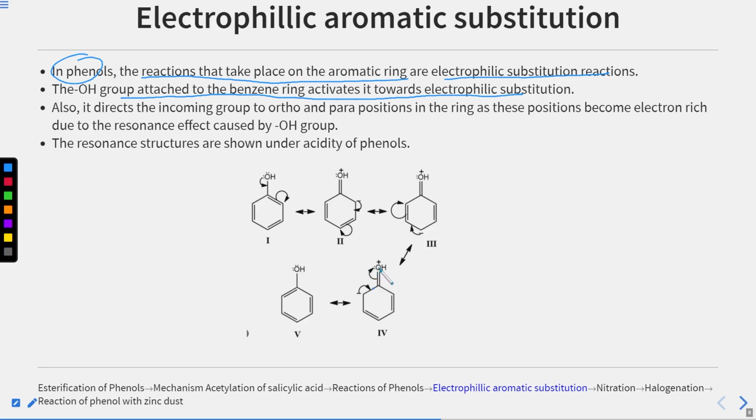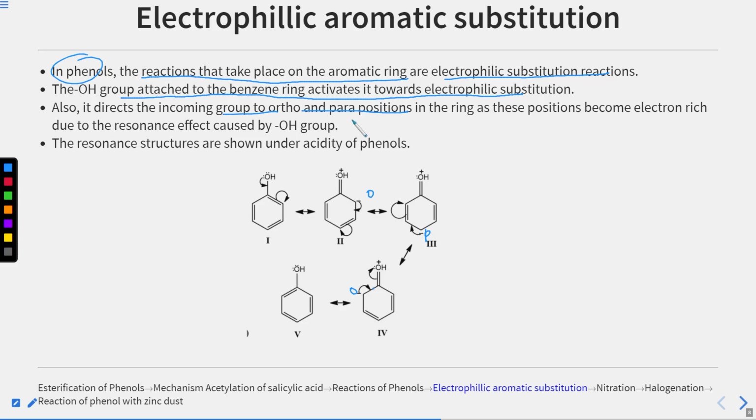Now during all of these steps you can see very clearly that the electron density is being increased on 3 positions. Where? Ortho, because there is a negative charge, but there is no negative charge on meta, and again a negative charge on para and again a negative charge on the second ortho. So there are 3 positions with respect to the phenolic group which are being activated by the oxygen's lone pair and are more prone to electrophilic aromatic substitution, that is the ortho and para positions. So this OH group directs the incoming group to the ortho and para substitution.